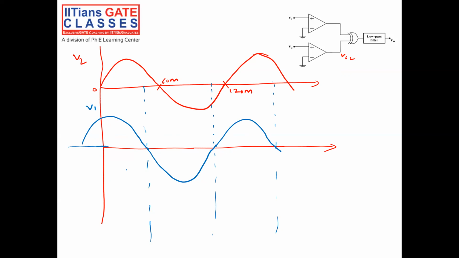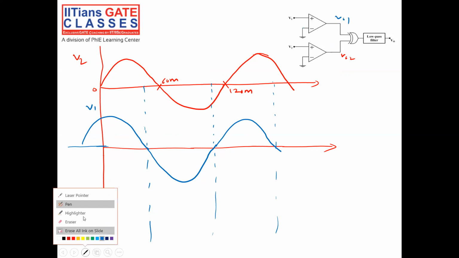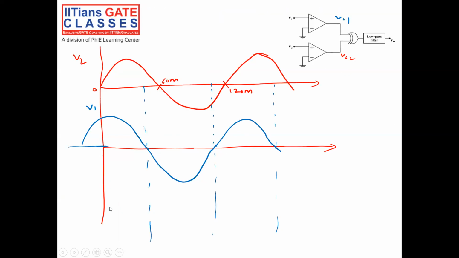V1. If V2 is like this, what is V02? This is V01. What is V02? First let's calculate V01. V01 is how much? So the output will be 1 when my V1 is positive, right? So V1 will be like this.